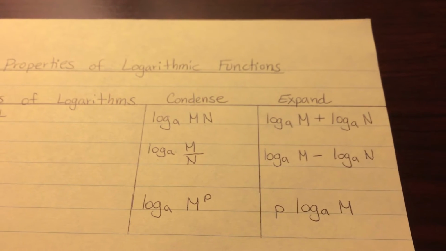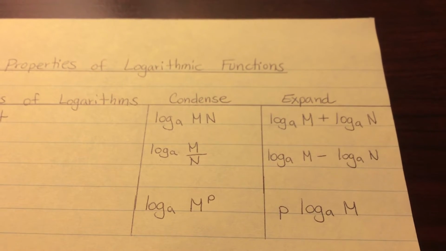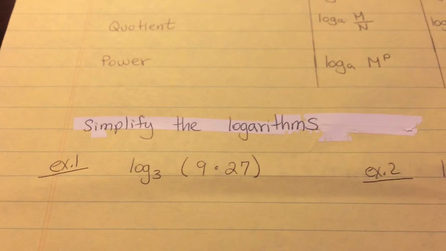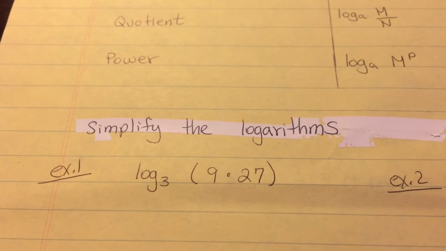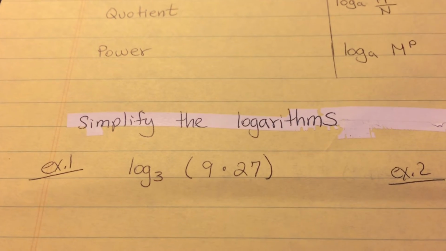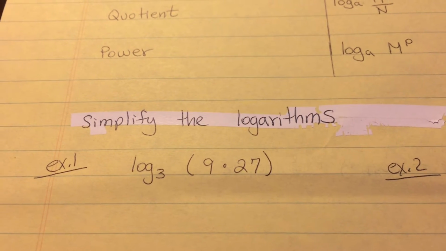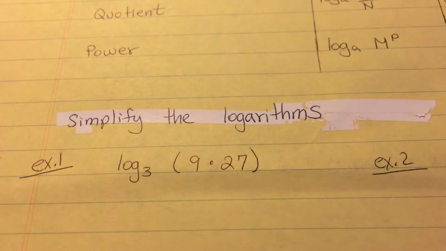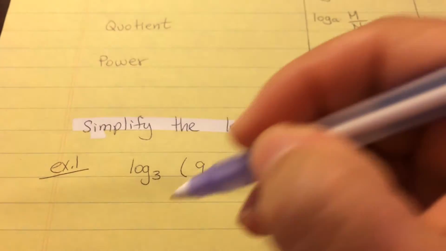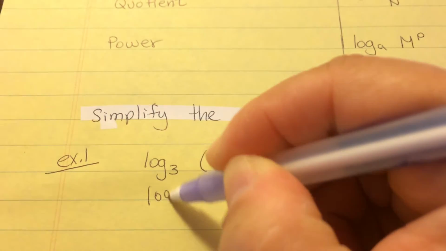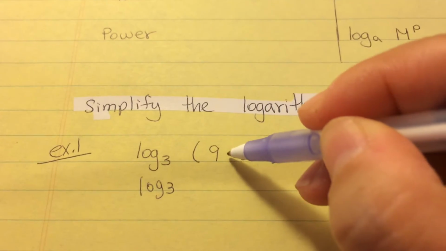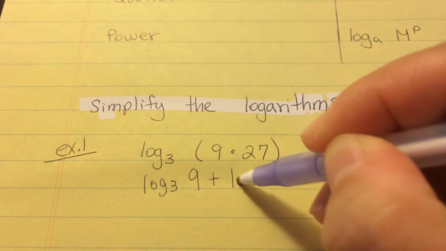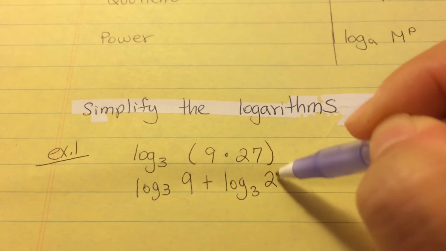Now, using those properties, we're going to either expand or condense and figure out the rest of the problem. The problem on this one is asking us to take the log base 3 of 9 times 27. We're going to solve for this, so we need to expand it. To expand it, we have log base 3 of 9, and multiplication turns into a plus, so plus the log base 3 of 27.